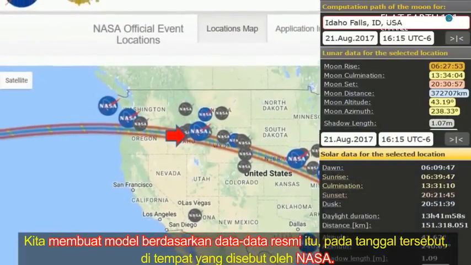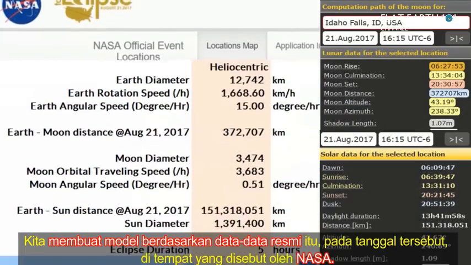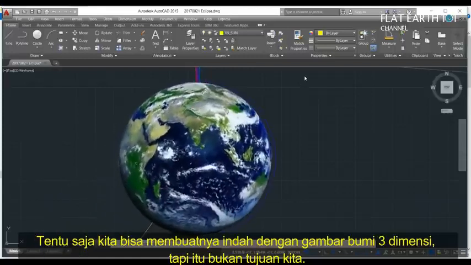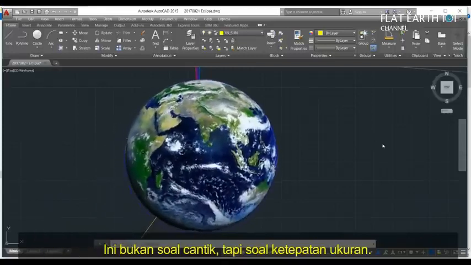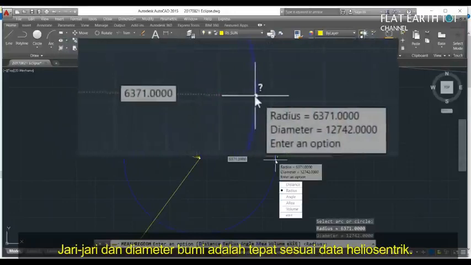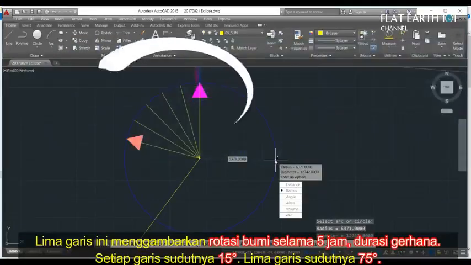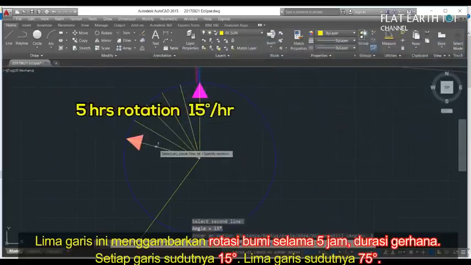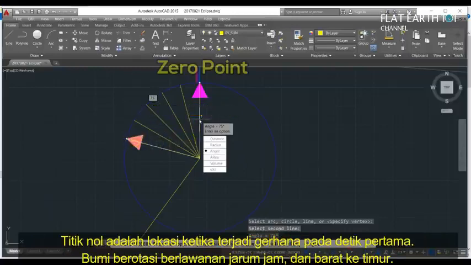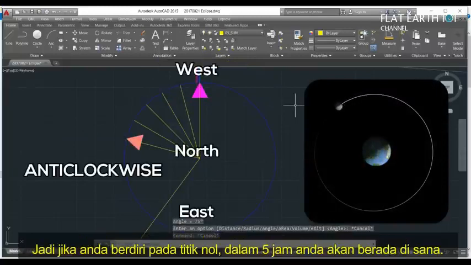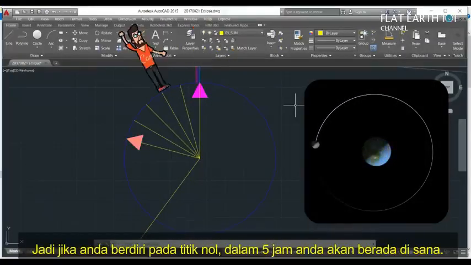These are the assumptions I took from the mainstream science database. We made this model based on that official data at that particular date and that particular spot as referred to by NASA. Let's start with the Earth. Of course we can make it pretty with a 3D Earth, but that's not our objective now. It's not about beauty, it's about precision. The Earth radius and diameter are precise according to heliocentric data. These 5 lines represent the Earth's rotation for 5 hours, the eclipse duration. Each line represents 15 degrees. 5 lines equal 75 degrees. The 0 point represents the first second of the eclipse. The Earth rotates anti-clockwise from west to east. So if you are standing over here at the 0 point, in 5 hours you will be over there.